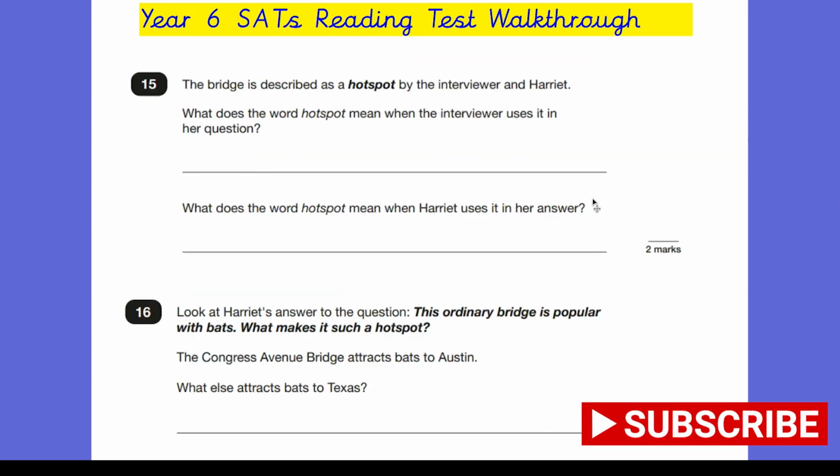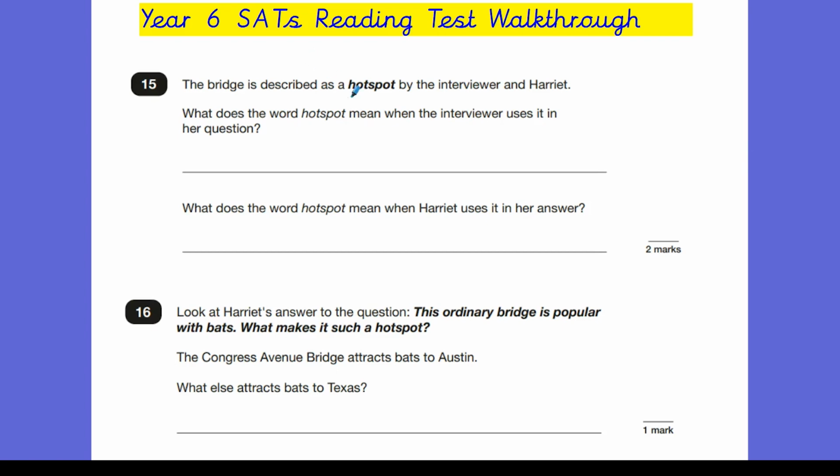Number 15. The bridge is described as a hotspot by interviewer Harriet. What does the word hotspot mean when the interviewer used it in her question? Now, this question really had the children stumped because they've never really seen a question like this, but there are two parts to it.